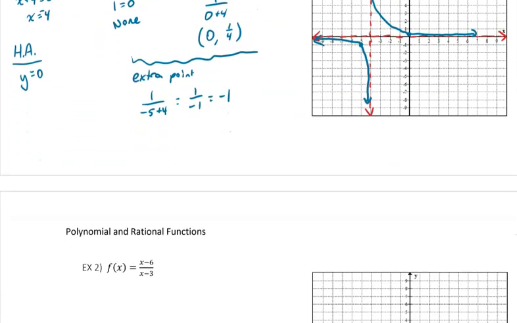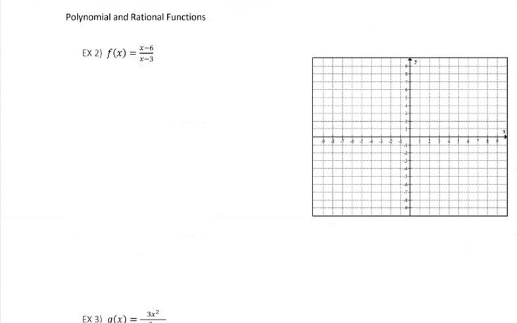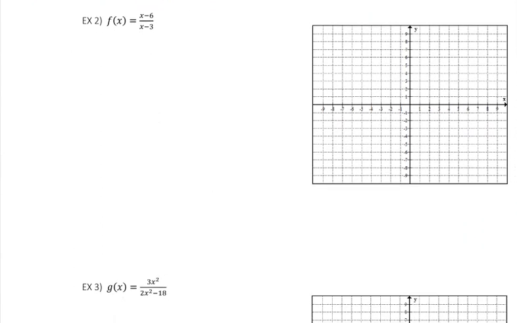All right, number 2. So again, we're going to be looking for those same four things. So starting with vertical asymptote. For the vertical asymptote, we're going to set the bottom equal to 0. And we get x equals 3. So that's our vertical asymptote. Put that on there.